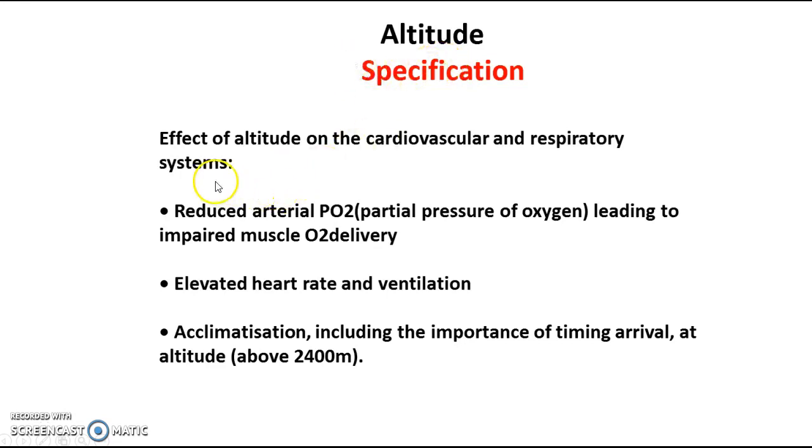Okay, so if you have a look at the specification here, the key focus is the effect of altitude on the cardiovascular and the respiratory systems. As you'll have gathered from the altitude screencast on gaseous exchange, we're looking at the impact on our ability to exchange oxygen as a gas from the alveoli to the blood and the blood to the muscles. The first key focus is what happens negatively at altitude to prevent oxygen diffusing from the alveoli to the blood and the blood to the muscles.